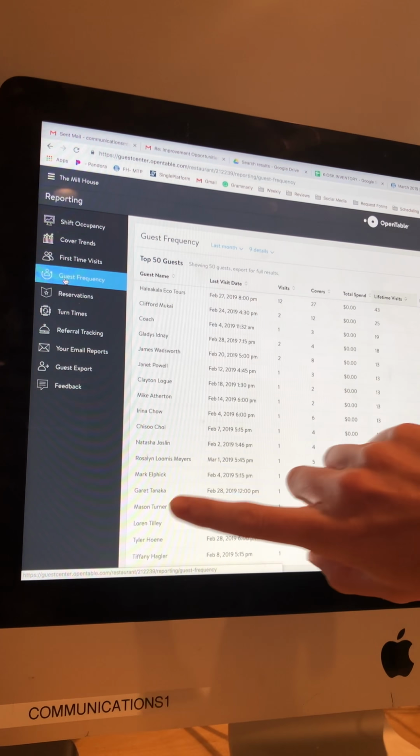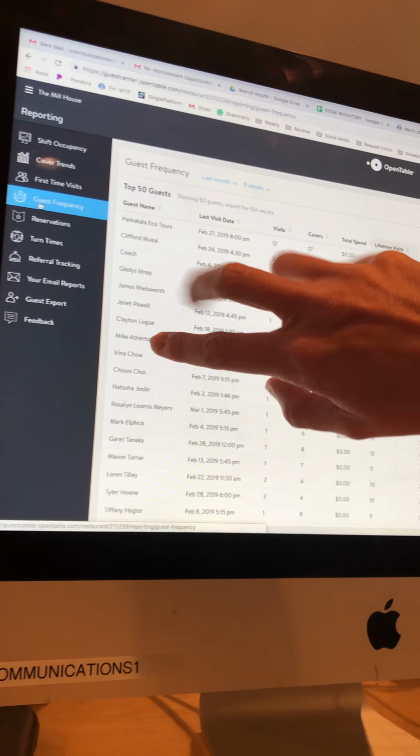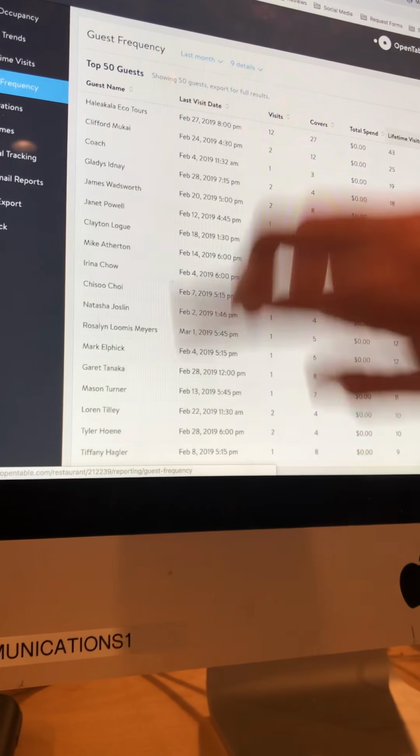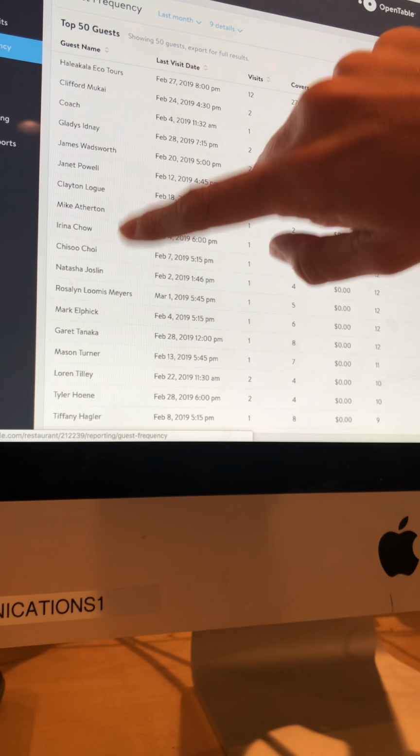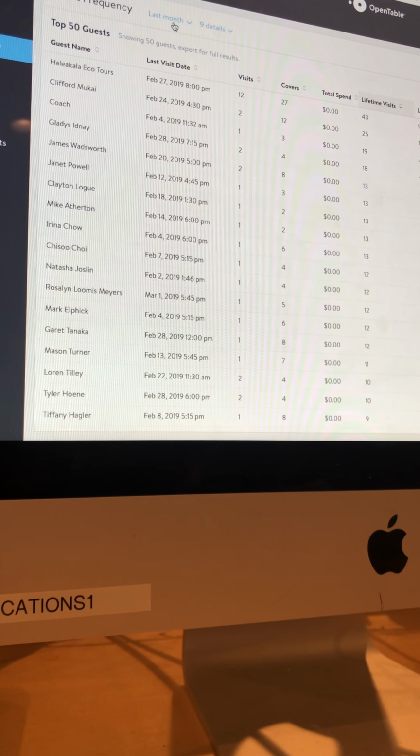Some of these you'll notice, like here we have Mike Atherton and Coach, so that would be the same, and we have a few employees in here, but definitely it helps us see who are the people that are really visiting us a lot.